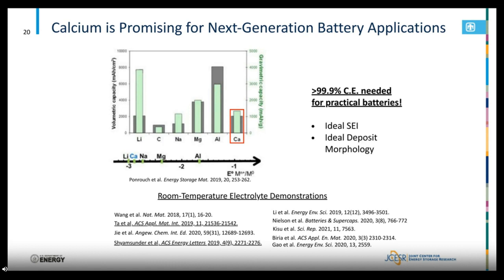But we also need to realize that we need very high coulombic efficiencies, greater than 99%, for practical rechargeable batteries. And these rechargeable batteries require a very ideal type of SEI, or solid electrolyte interface, and a very ideal deposit morphology. We don't want anything that's going to grow dendrites or grow in a very structured manner that could puncture a battery.